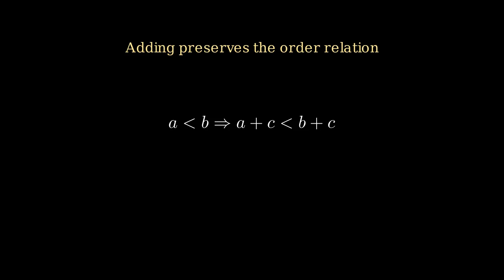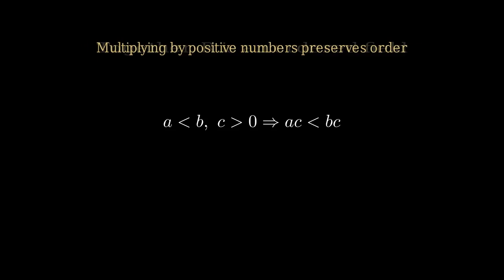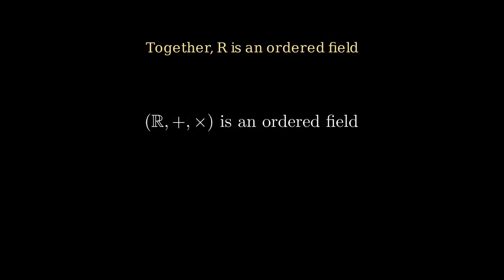The order is also compatible with addition and multiplication, so adding the same number to both sides preserves the order, and multiplying both sides by a positive number preserves the order too. Putting this together, we say that the real numbers with addition and multiplication form an ordered field. Now we add one more property that makes the real numbers special. This is called the completeness axiom.